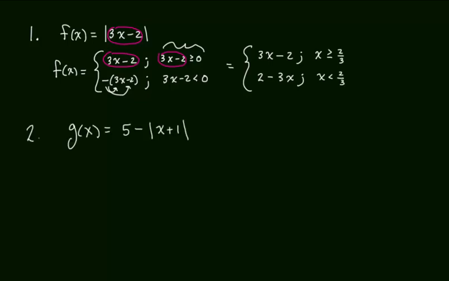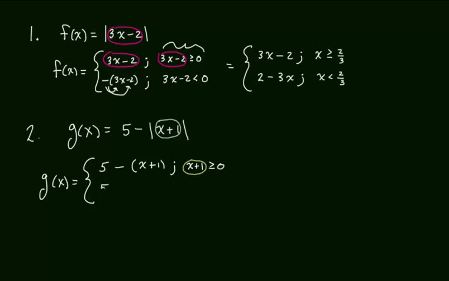Let's take a look at the second example, g of x. Notice that there is an absolute value, but the absolute value is not alone. It's accompanied by a 5, and then it's minus the absolute value. I still want to identify only the interior of the absolute value. So we're going to say that g of x equals, we'll write our bracket, 5 minus, it will return itself, 5 minus x plus 1, provided that x plus 1 is greater than or equal to 0. The interior greater than or equal to 0.